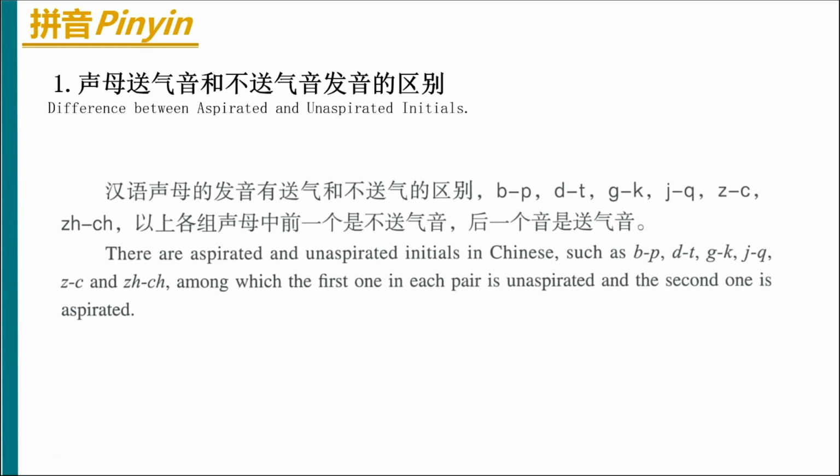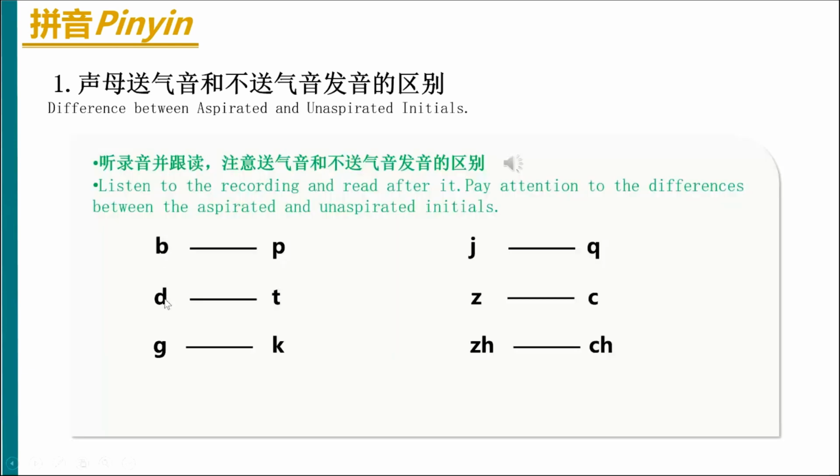And how we practice it? Put a tissue in front of our mouth. And when we're pronouncing bo, the tissue doesn't move. While when we are pronouncing po, the tissue is being blown up. All these initials in the first line, your tissue shouldn't move. And all these 6 in the second line, your tissue must be blown up. Now let's practice it after this recording.